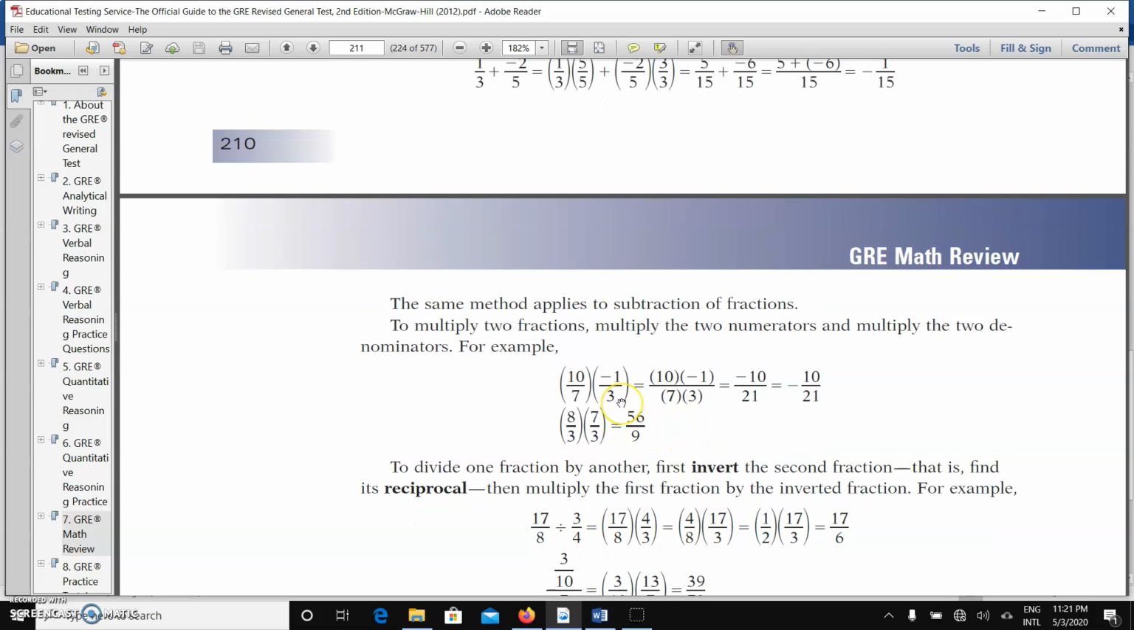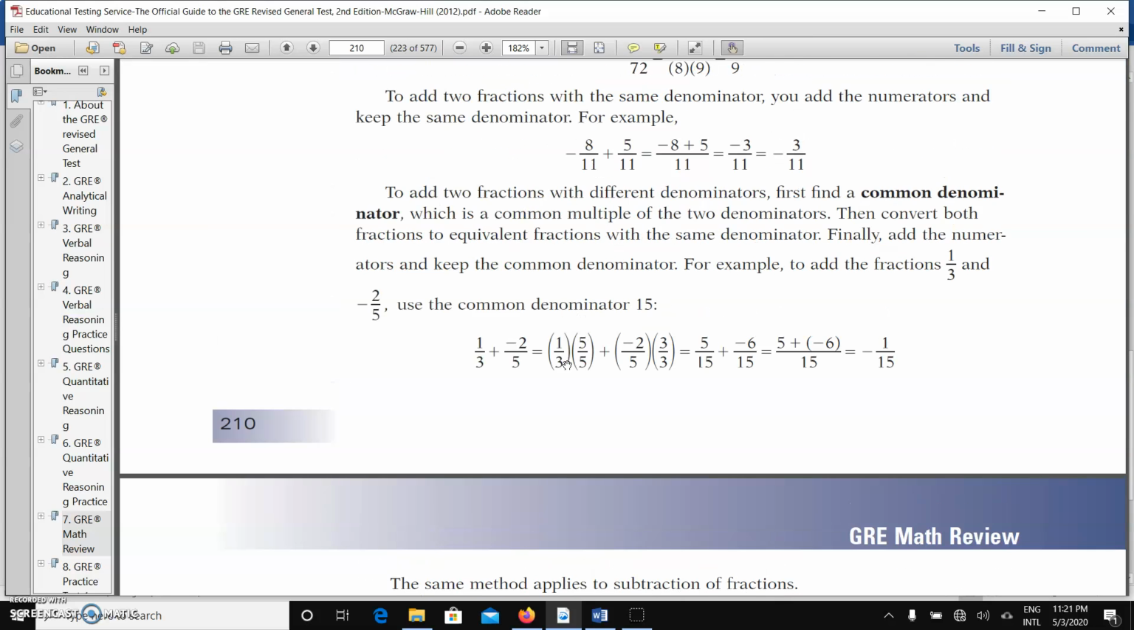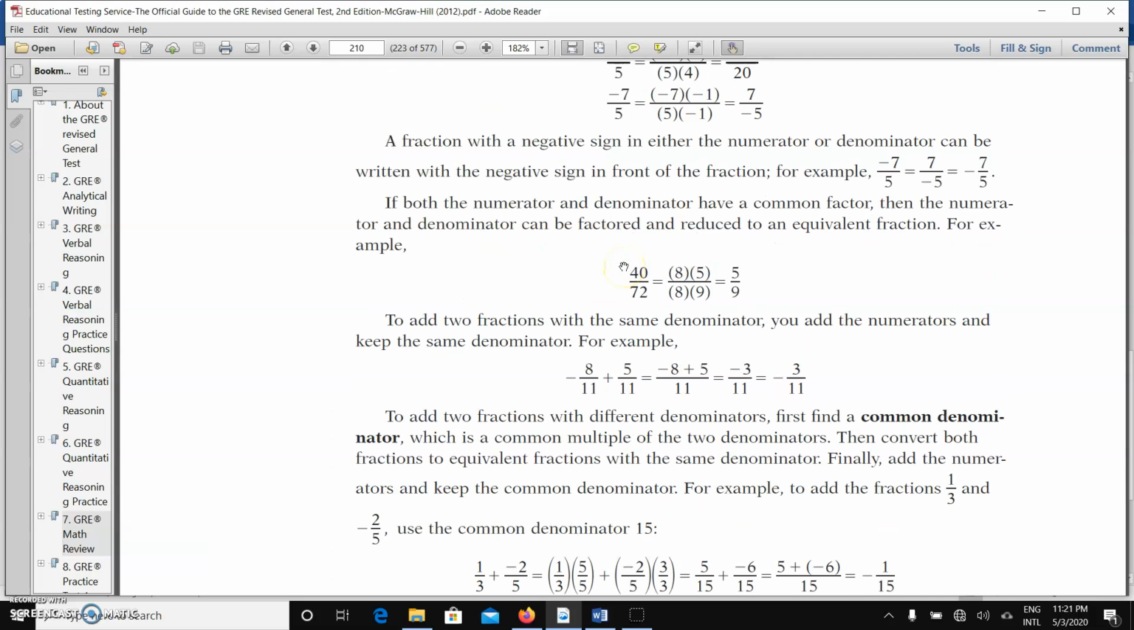If you want to talk about division of fraction, this is division, so I should not be telling you this. Let's talk about the multiplication first. No, sorry, addition. Addition of fractions.